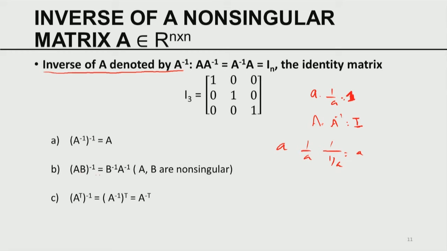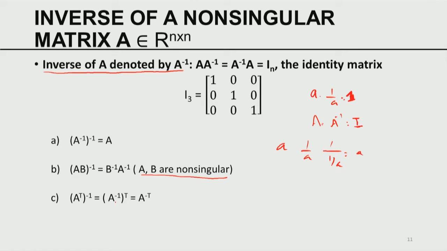The inverse of a product is the product of the inverses taken in reverse order, assuming the matrices are non-singular. This is a fundamental property which will be used repeatedly in data simulation. The inverse of a transpose is the transpose of the inverse. Inverse is one unitary operation, transpose is another unitary operation, and I am talking about the combination of these two operations.